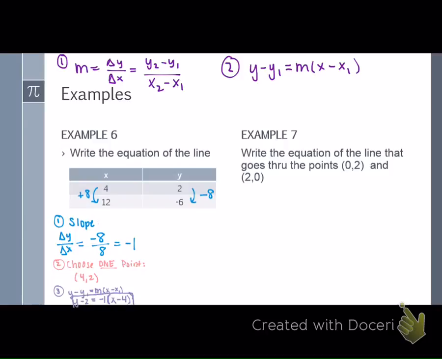Okay, Carly, example 7 says, write the equation of a line that goes through the points 0, 2, and 2, 0. What am I going to need to do first here? How will I find that slope? So tell me how to plug it into the equation that we have. If we want to make this one x1, y1, and this one x2, y2, okay? So tell me exactly what you're plugging in. Remember, it's y2 minus y1 over x2 minus x1. So tell me exactly what you're subtracting. Tell me the numbers.